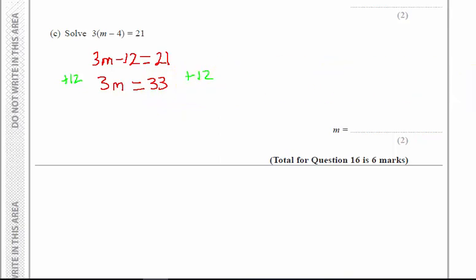is 33. I don't want 3m, I want to know what 1m is, so I'm going to divide both sides by 3, because that will give me 1m. 3 divided by 3 is 1, 33 divided by 3 is 11, so m is 11. 11 take 4 is 7, 3 7s are 21.